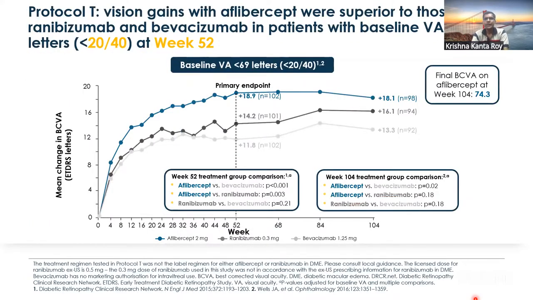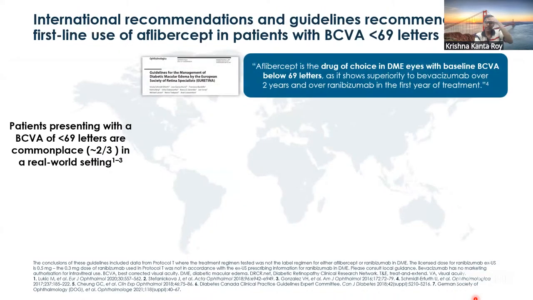Now, Protocol T proves to us that visual gain in aflibercept is superior if the patient's initial visual acuity is less than 20/40 or 6/9. So comparing ranibizumab and aflibercept, the effect of aflibercept is better if the initial visual acuity, or before treatment visual acuity, is worse than 6/9. In that case, aflibercept works better. So that is also reflected in multiple guidelines.